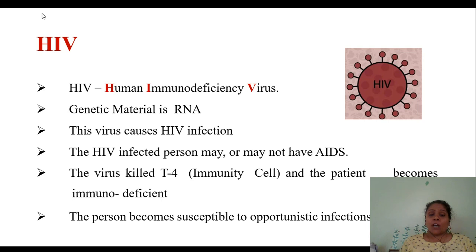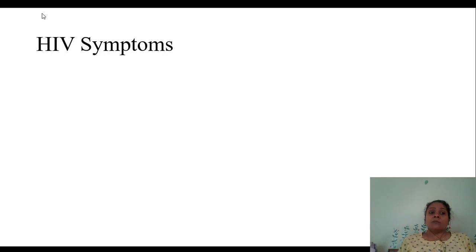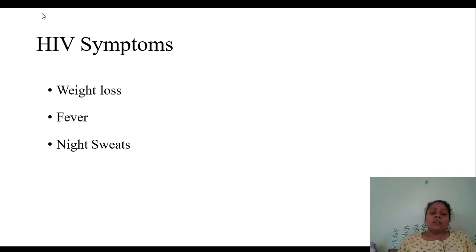This virus causes HIV infection. The HIV-infected person may or may not have AIDS. This virus kills T4 cells, which are immunity cells, and the patient becomes immunodeficient. The person becomes susceptible to AIDS. The symptoms of AIDS are weight loss, fever, night sweat, diarrhea, and fatigue.